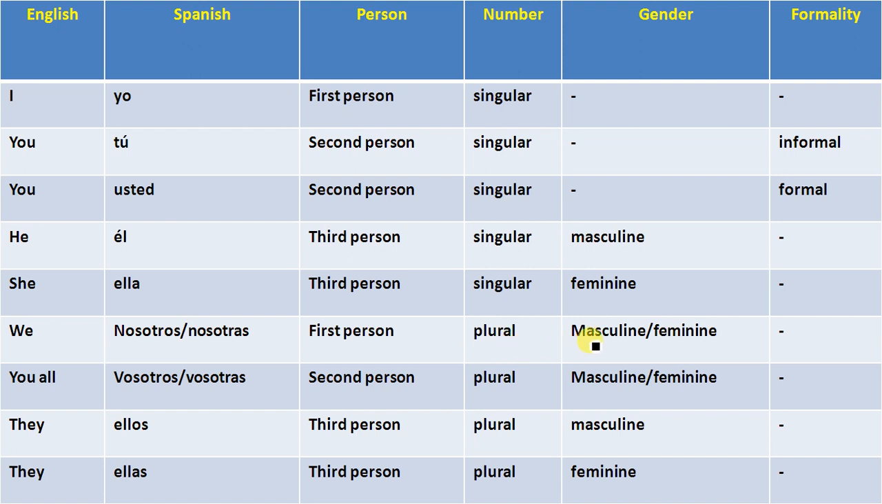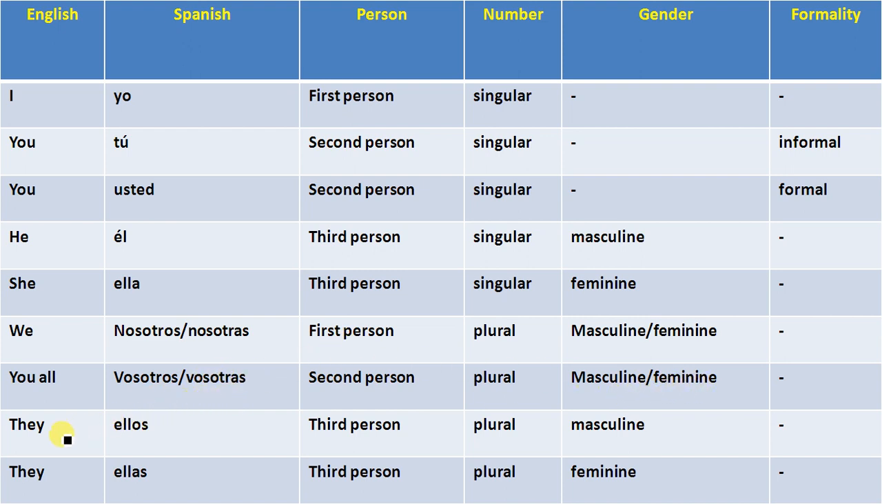Okay, and for masculine and feminine you will use nosotros for masculine and nosotras for feminine. The next pronoun is you all. If you are pointing to someone and they are more than one, then you say you all are good boys. For that you can use vosotros for masculine and vosotras for feminine. It comes under second person and plural form.